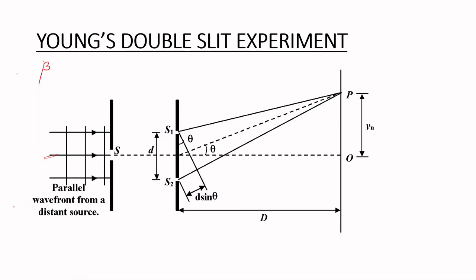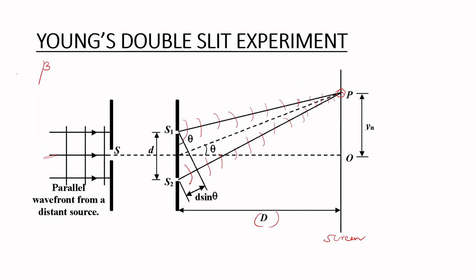So the screen is comparatively at a larger distance. This is the screen. It is at a distance D. D is comparatively a larger distance. So you can see that waves from S1 and waves from S2 are overlapping with each other at P, and P may be a bright point or a dark point according to what type of wave structure is overlapping over there.